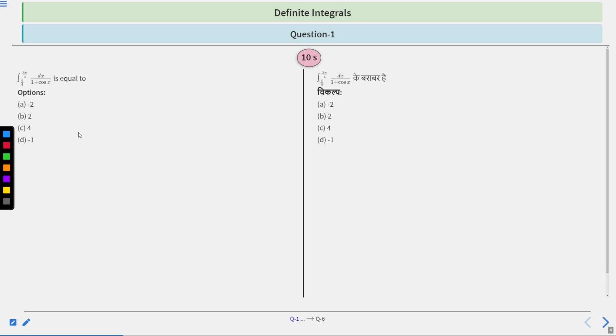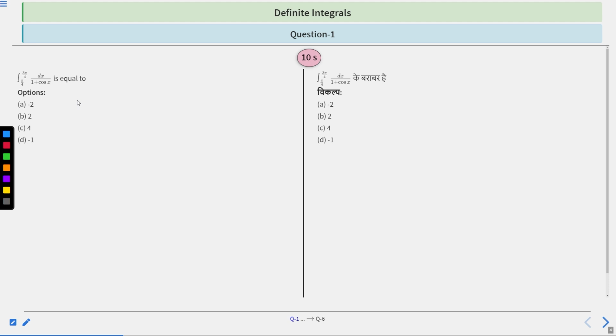Let's start with question number 1. Question number 1 says that we have to find the integration from pi by 4 to 3 pi by 4 of dx upon 1 plus cos x. So the hint of this question is, you can see we have dx upon 1 plus cos x. You can use that formula.